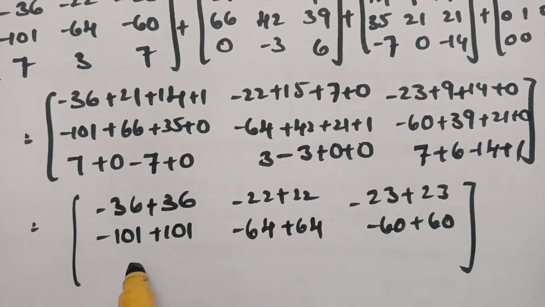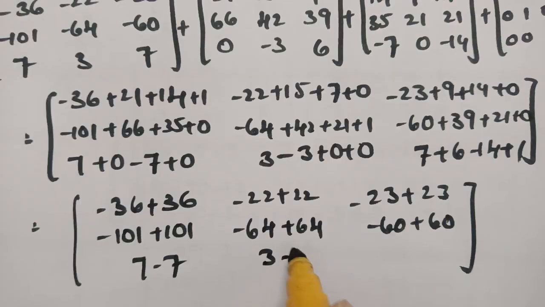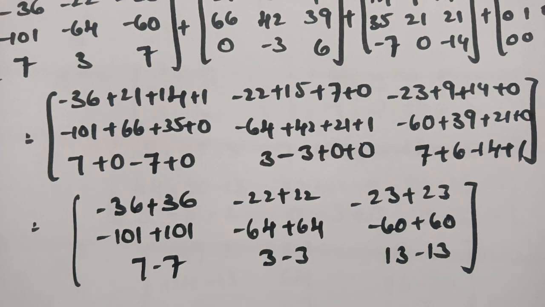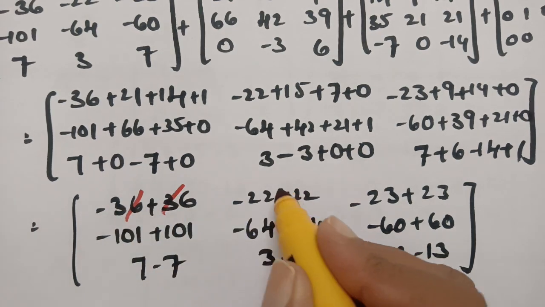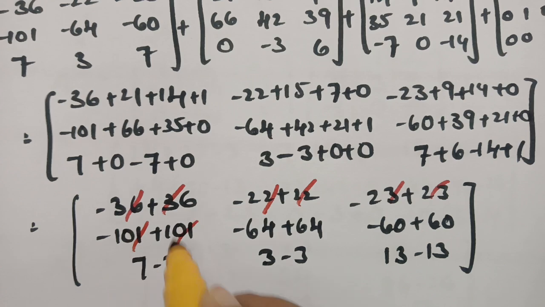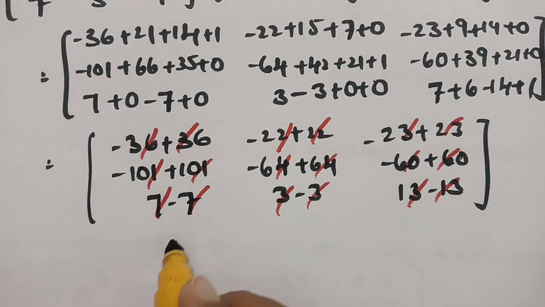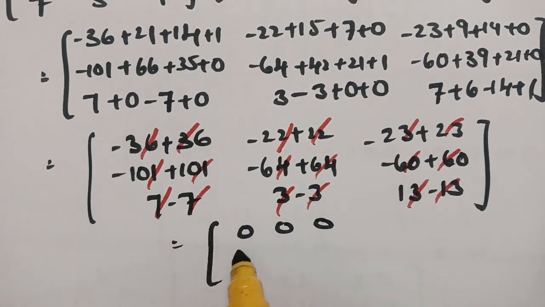Clear? So this is 7 minus 7, this is 3 minus 3, and this value is nothing but 13 minus 13. So if I keep on cancelling all these values, what remained here? 0 0 0. So this will be 0 0 0, 0 0 0 and 0 0 0.